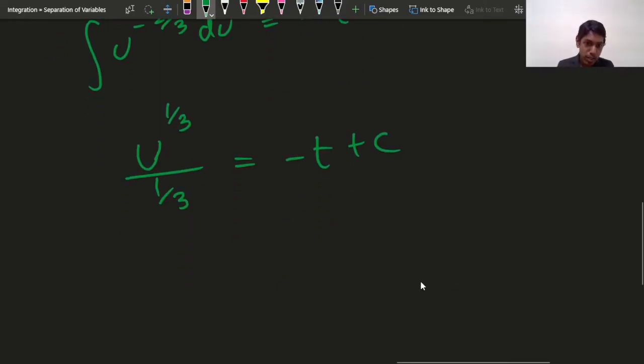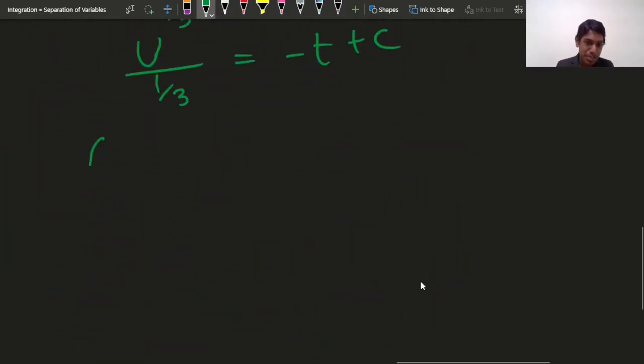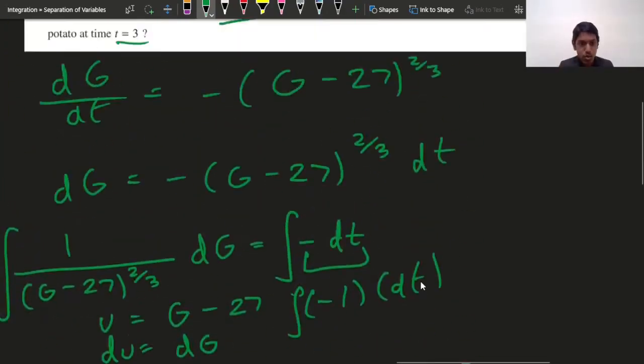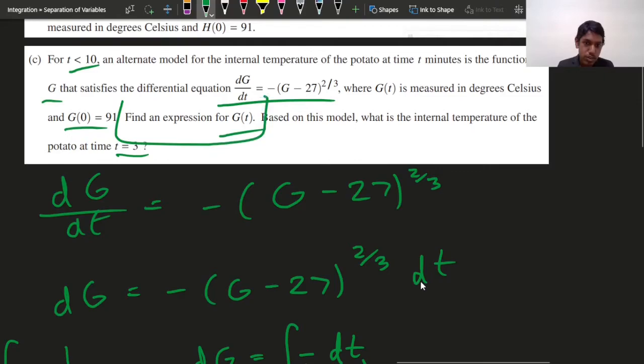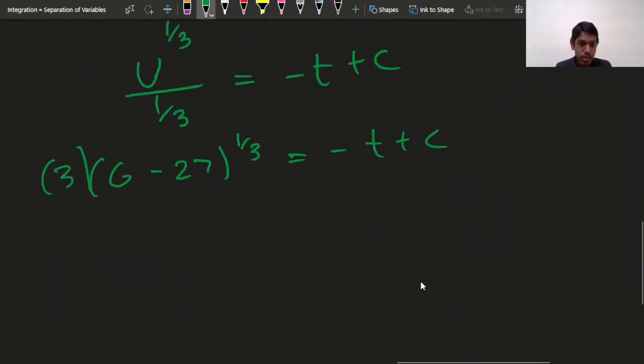Okay, but we've got to bring this back into the G world. So let's make this G minus 27 to the 1/3, and we'll bring the 3 out here, right? Because we're dividing by 1/3. Plus C. Okay, so they want an expression for G of t. So we want to isolate G. So let's do that before we plug anything in. So G minus 27 to the 1/3.